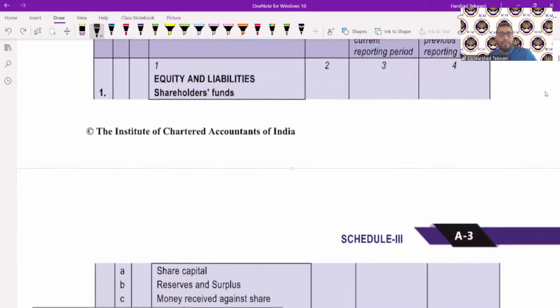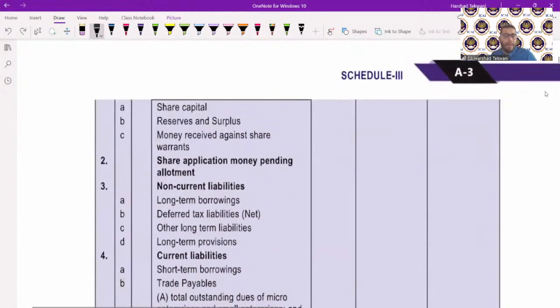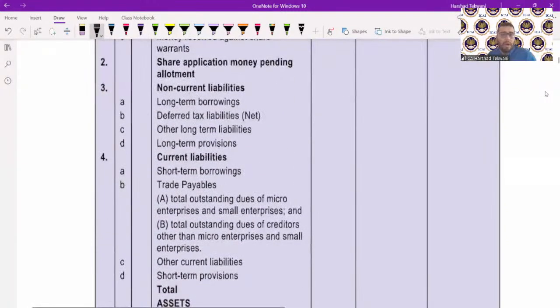Okay, in that you have shareholder funds, under which you have share capital, reserves and surplus, and money received against share warrants or share application money pending. Then starts the liability portion. When I say liability, first non-current liabilities. Now again, when we quote the liabilities or assets here, it starts in the reverse order of liquidity.